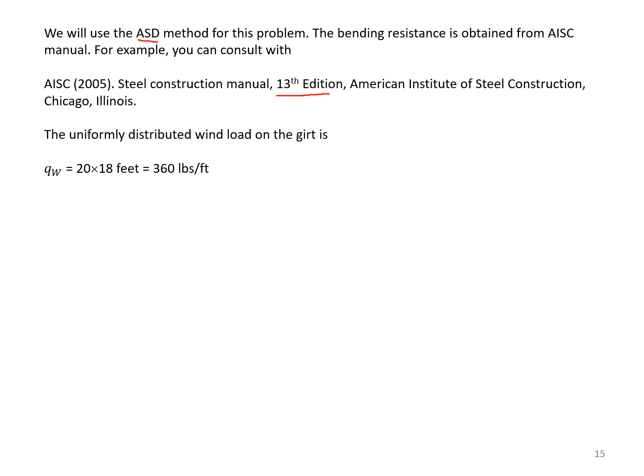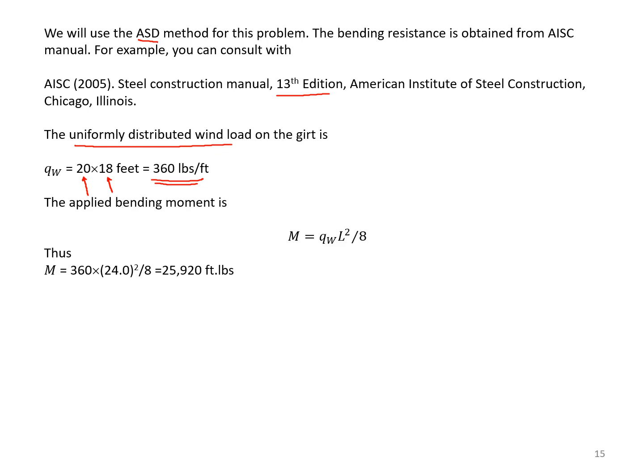Well, let's find the wind pressure applied on the girth. It's a uniformly distributed load. You recall that the wind pressure per square foot was 20, and the tributary width was 18. Therefore, we are talking about 360 pounds per linear foot. Because the girth is considered as a simply supported beam, the maximum moment is qL squared over 8, and plugging the values for q and L in the equation, we come up with 25,920 foot-pounds. That is the applied bending moment.